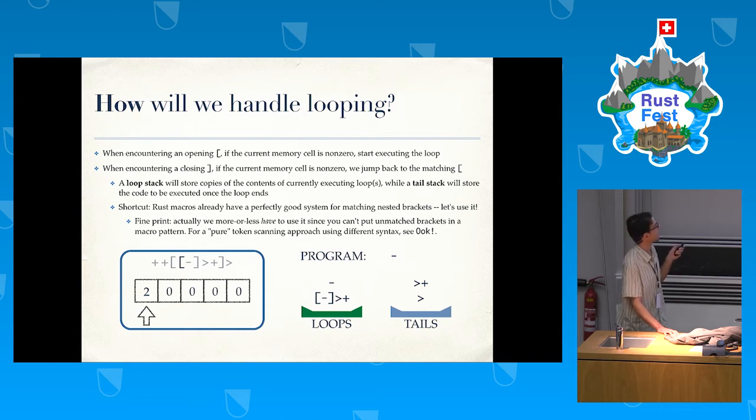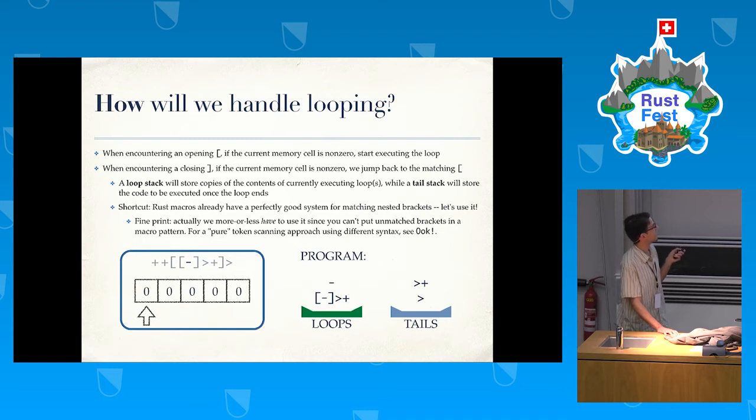Okay, so again, I got an inner loop, and the current cell is not 0, so we push the loop body, we push what's after the loop body, and the program is just this minus. So that decrements the cell. And now we're at the closing bracket. And the current cell is still non-zero, so nothing happens here. But the future program to execute is the body of the loop again. So it decrements the cell again.